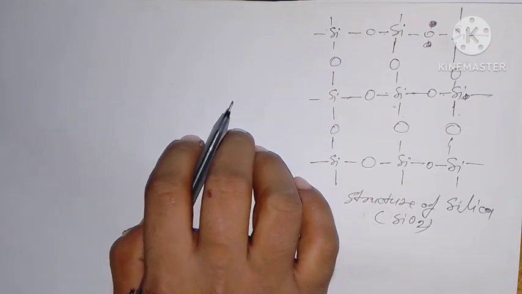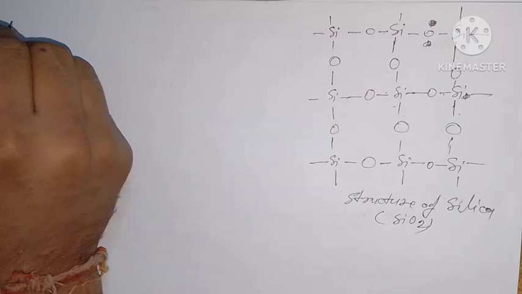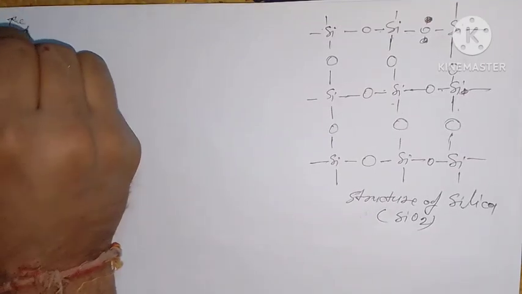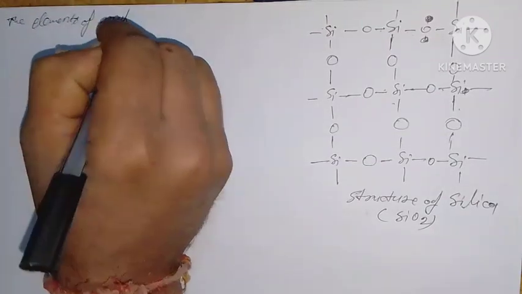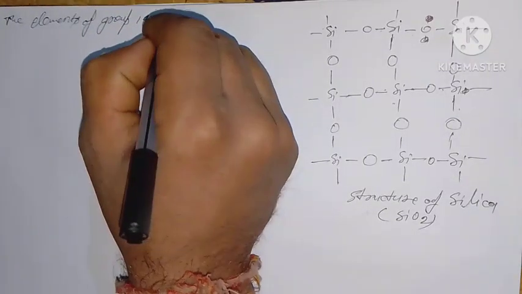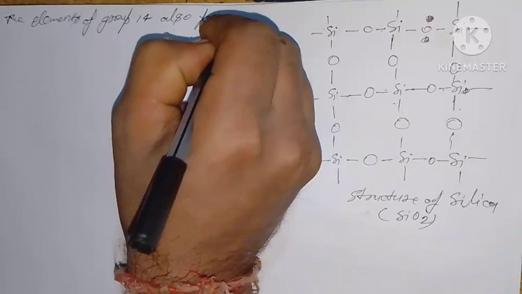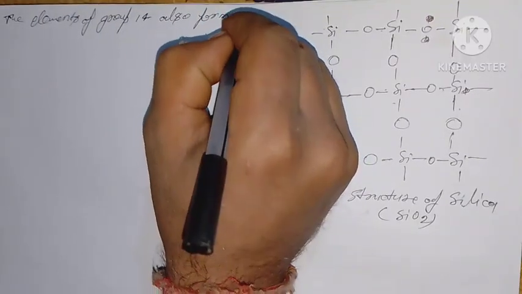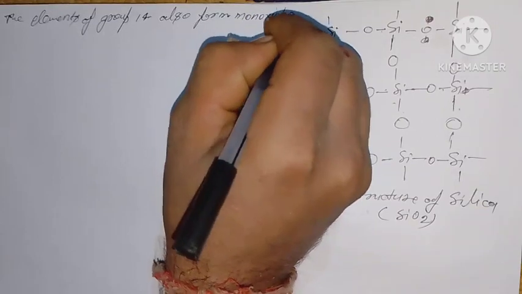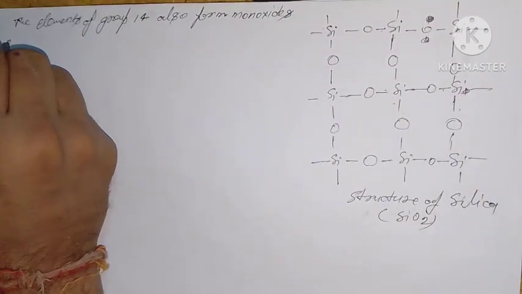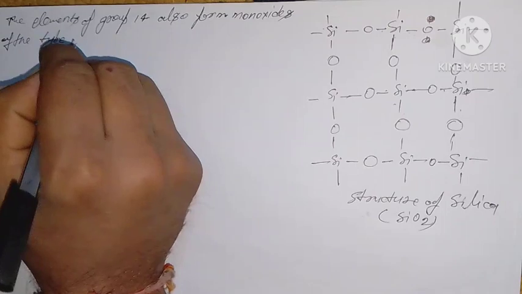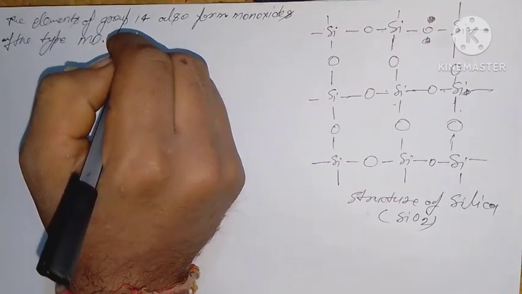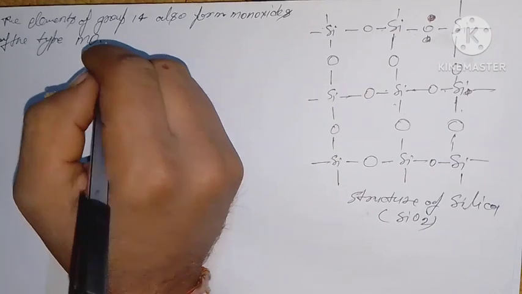The elements of group 14 also form monoxides of the type MO.